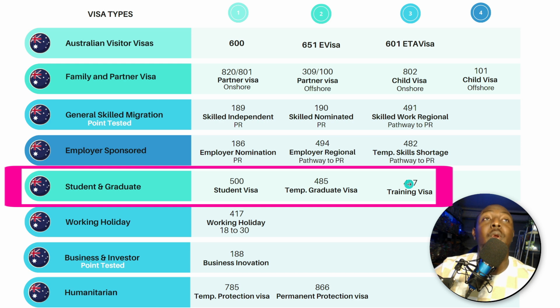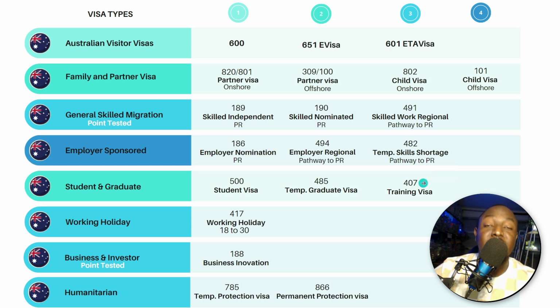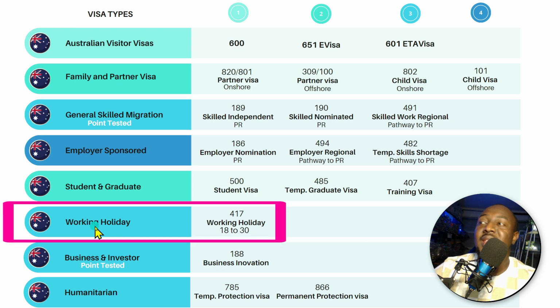So this is basically if an employer sponsors you to come do your training in Australia. So that's visa subclass 407. A lot of people also use this to migrate to Australia. There's something called the working holiday visa, visa subclass 417. This is not available for everyone.